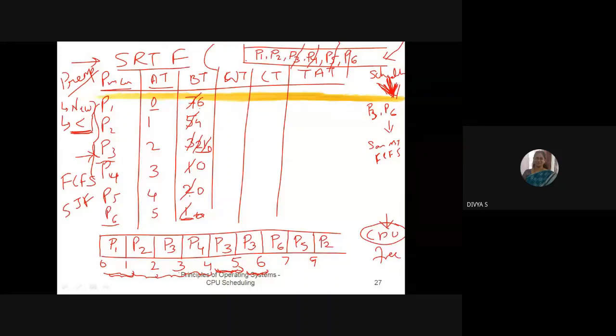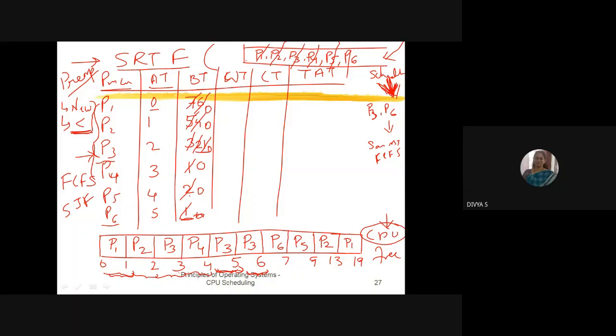P2 process remaining time is 4. Now put together, total CPU time is 9 plus 4, 13. So no remaining time for the P2 process. P2 is completed. There is one process with higher burst time, that is the P1 process with 6 remaining time. Now the time comes for the P1 process to go under execution, right? So 13 plus 6, 19. So all the processes were executed, right?